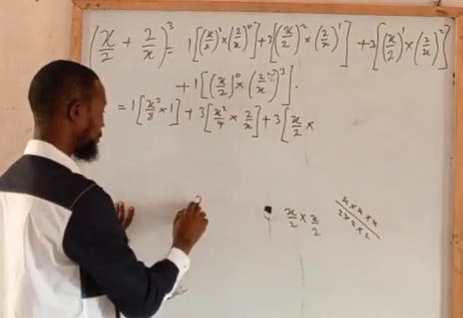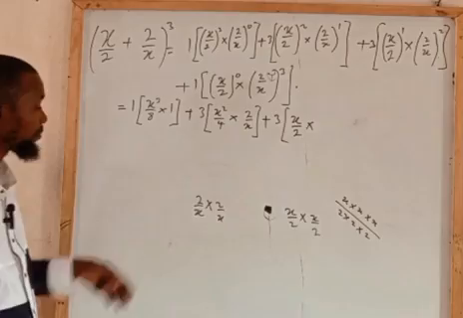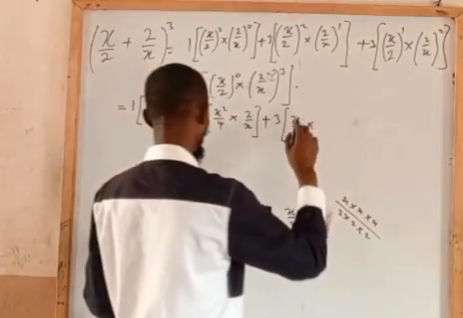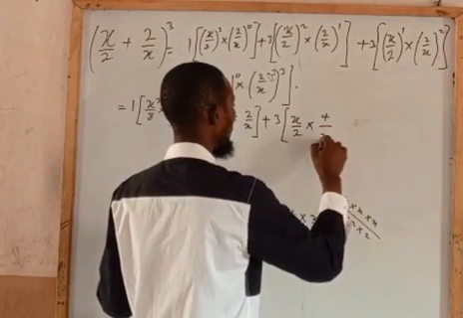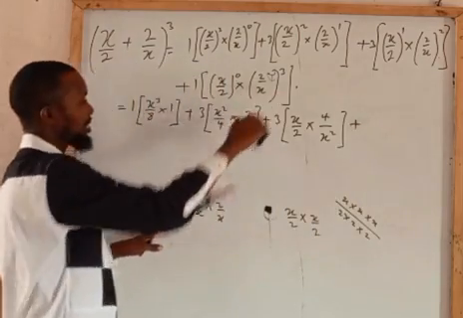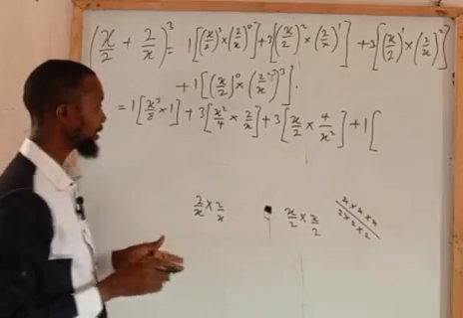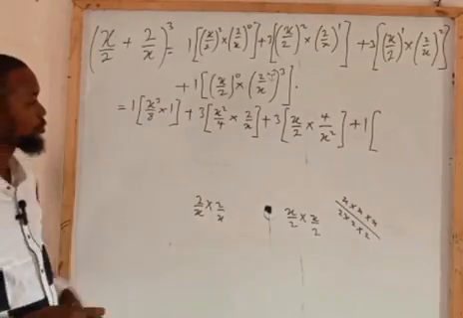So that would be x over 2 multiplied by 2 over x squared. We know that means 2 over x multiplied by 2 over x. 2 times 2 is 4, x times x is x squared. So that will be 4 everything over x squared. Then plus the last one here. So that is 1 into x over 2 raised to power 0.